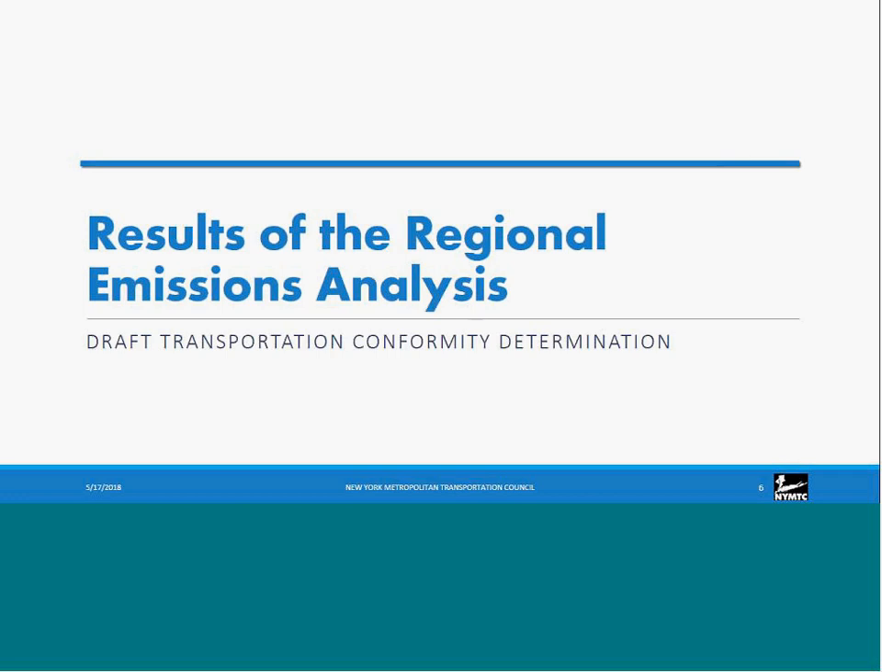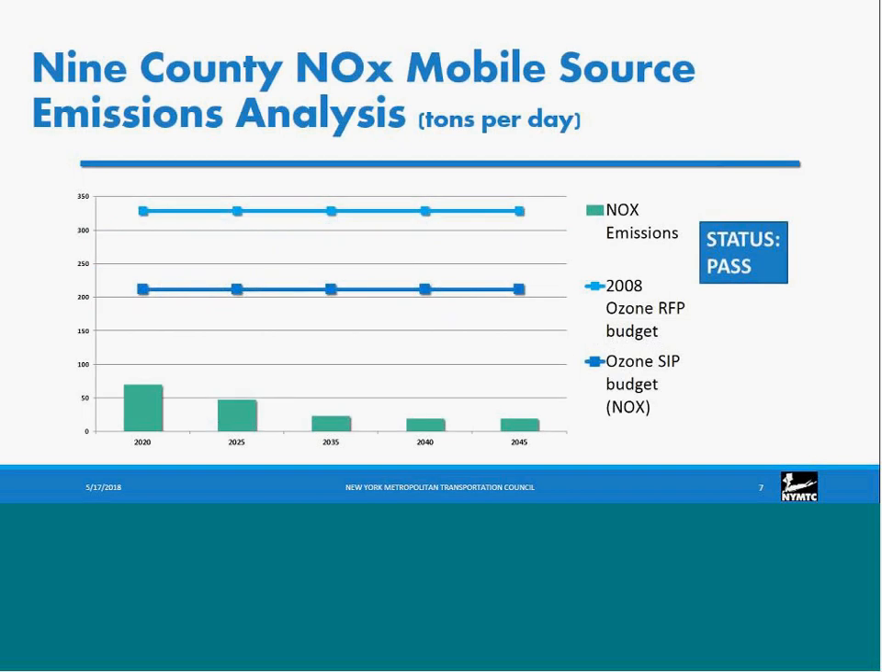Our regional emission analysis shows that within the ground level ozone for NOx emissions, we are well below. Our actual emissions are represented by the bars on this chart, and the motor vehicle emission budgets for both the 2008 ozone budget as well as the 2008 ozone rate of reasonable progress, which for the 2015 NAAQS, our emissions from our program and plan are well below those 2 lines.